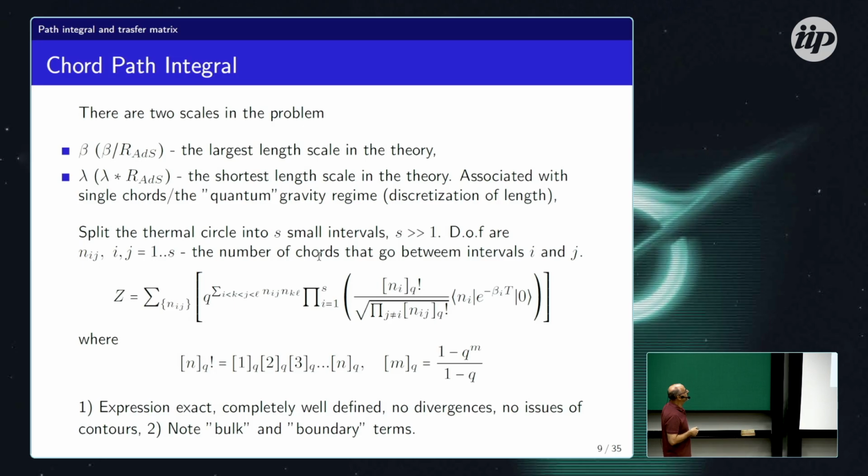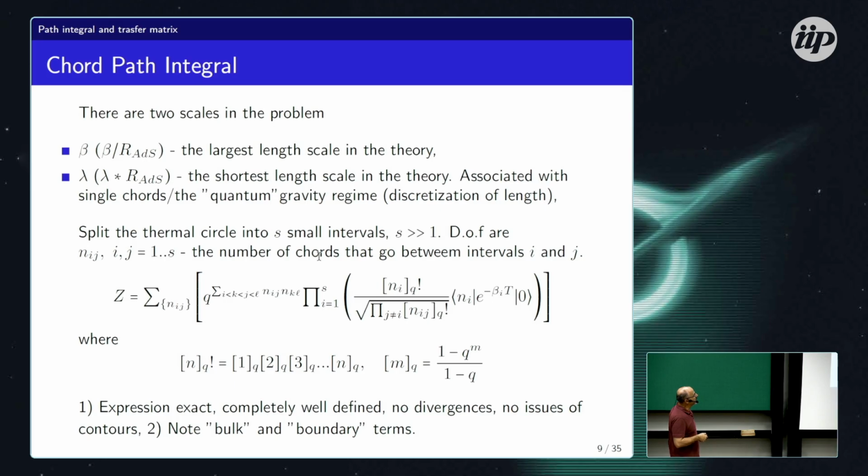So how do we write a path integral? There are really two length scales in the problem, if you want to think physically. There's the scale of beta. I'm computing e to the minus beta H. That sets the largest length scale in the theory. And then there's lambda, which in terms of size is lambda times the radius. This is the shortest length scale. It's associated with starting to see that space-time is discrete. You're working at the level of each single chord. And we want to work somewhere in between.